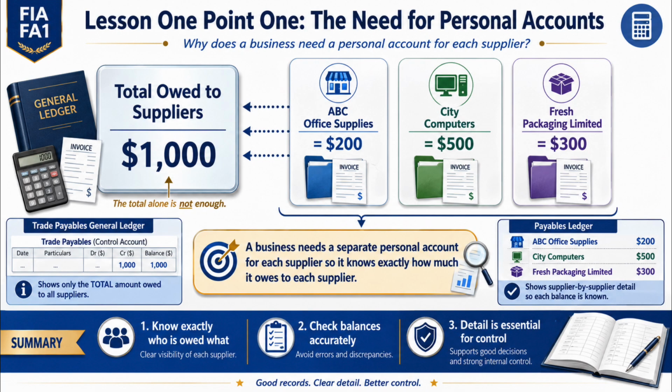Lesson 1. Point 1. The need for personal accounts. Now we move to Lesson 1.1, the need for personal accounts. The key question is, why does a business need a personal account for each supplier? The answer is because the business must know exactly how much it owes to each supplier. It is not enough to know the total amount owed to all suppliers. The business needs detail. Let us understand why.